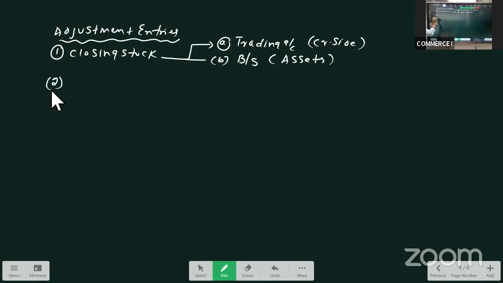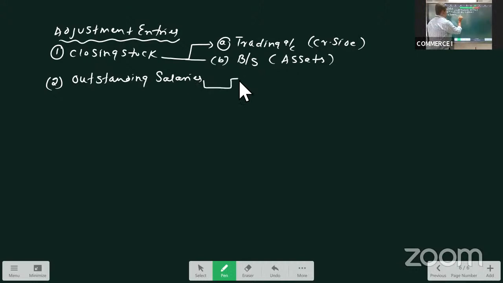Second adjustment entry is outstanding expense. I will take, for example, outstanding salaries. That is, the due date has passed. Suppose the firm is supposed to pay salary on 31st, but they did not pay by 1st of April or 2nd of April. Then we say that the salary due date is gone. Now the salary is outstanding. So what do we do? What is its effect?